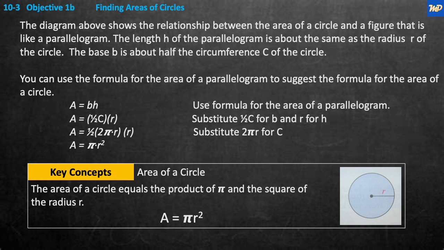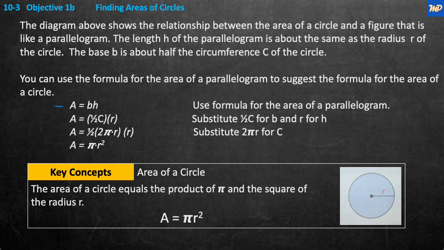So you can use the formula for the area of a parallelogram to suggest the formula for the area of a circle. We're going to use that picture we drew or cut out with the pie pieces to approximate the area of the circle by using the area of a parallelogram. So we start off with A is equal to B times H. That's the standard area formula for a parallelogram. Then we're going to substitute the base with one half C, because in our parallelogram, we used half the circumference of the circle to form the base, 8 pieces of the pie. So half of the circumference times the radius would give us the area of the parallelogram.